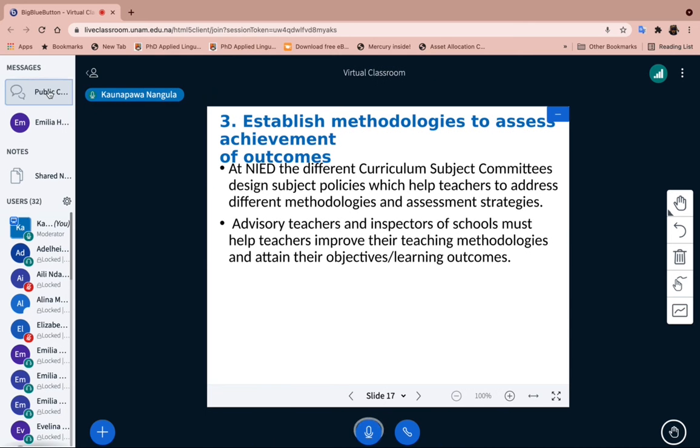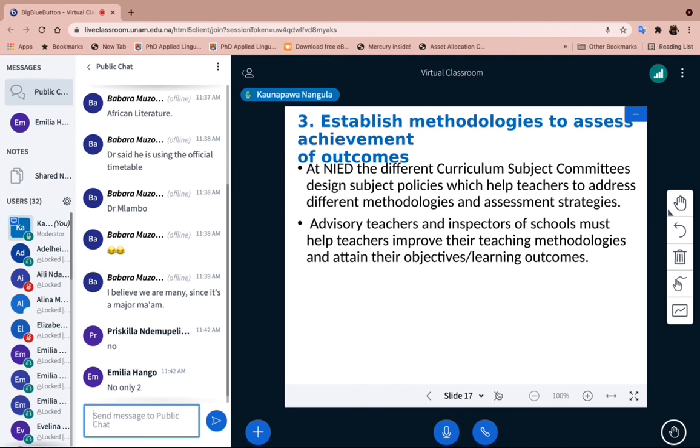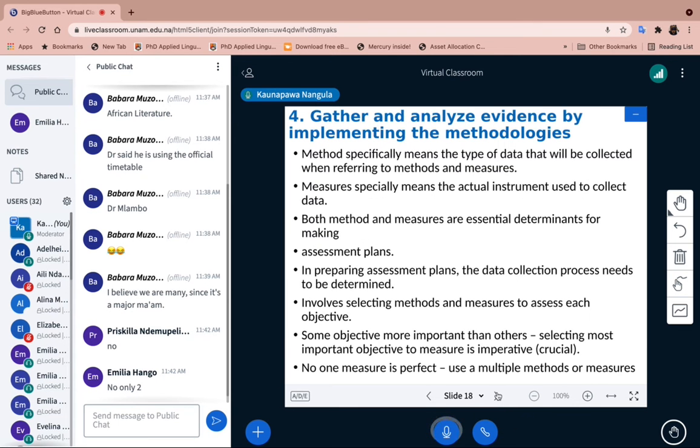We are moving on. So we've spoken about that. That step does not have so much information, so that's all that you have. And we are moving on to number 4. Number 4 is about gathering and analyzing evidence by implementing the methodologies.